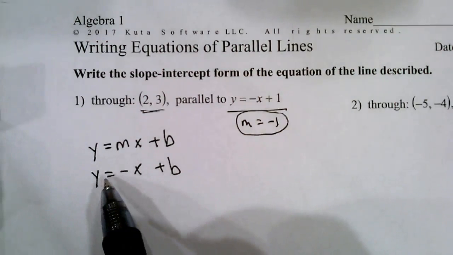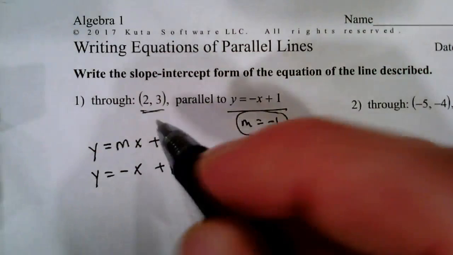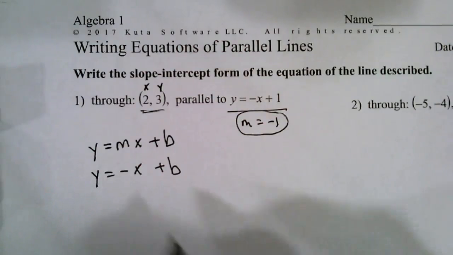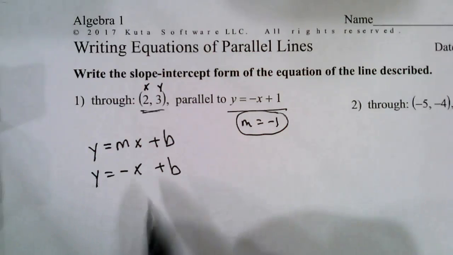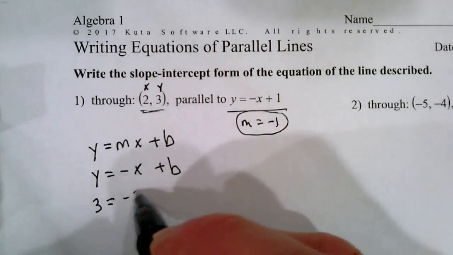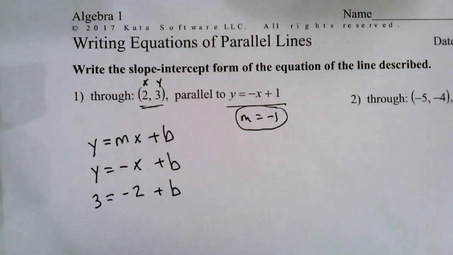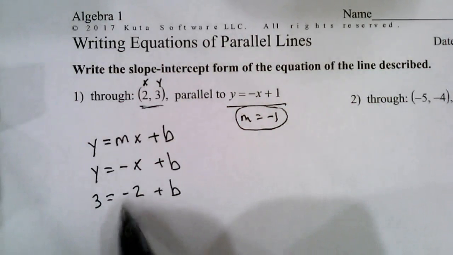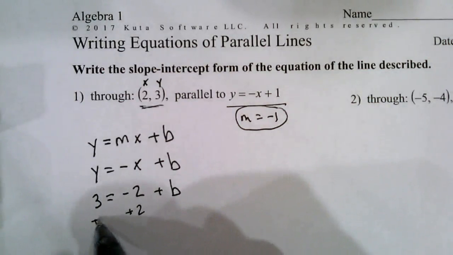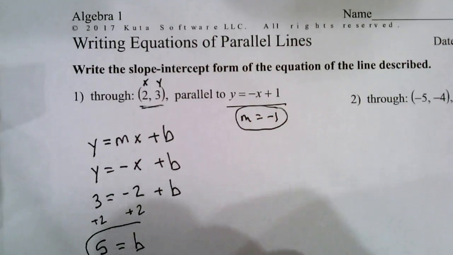Well, remember, the equation for a line is a statement that's true about every point that's on the line. So it would have to be true for this point, 2, 3. So if I plug in 2 for x and 3 for y, I should get a true statement. I'm going to do that. 3 equals negative 2 plus b. And now I can figure out what b is just by getting rid of this negative 2 over here. So we're going to add 2 to both sides, and I get 5 equals b.